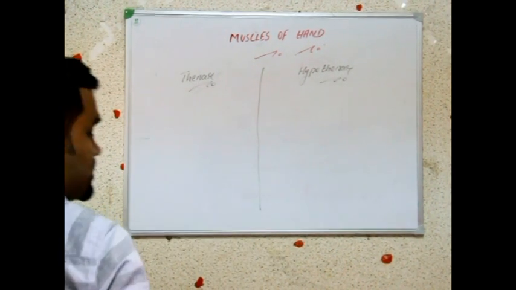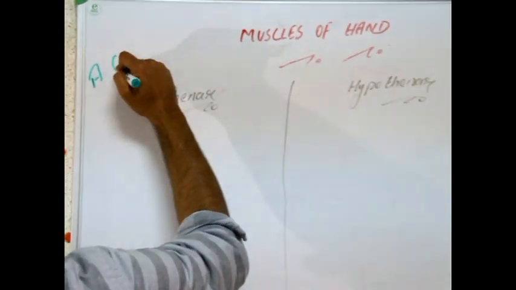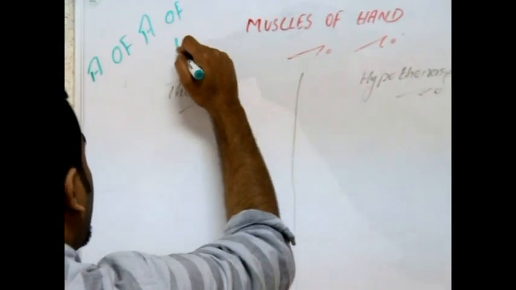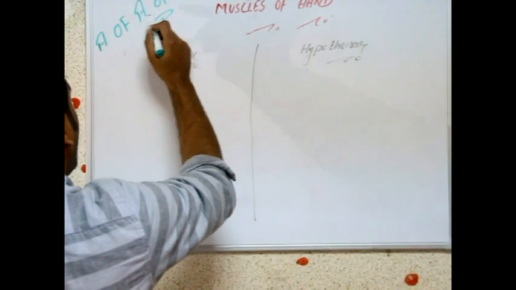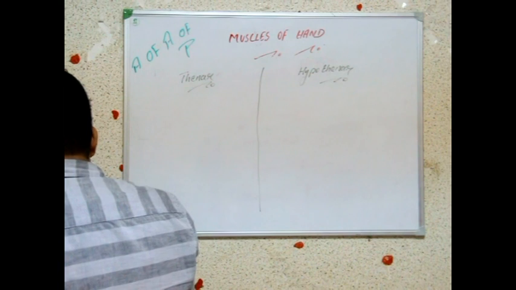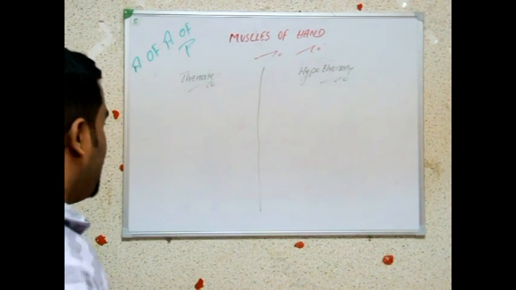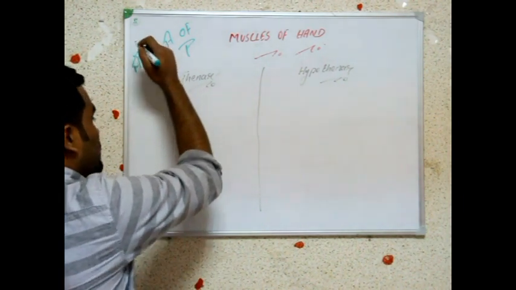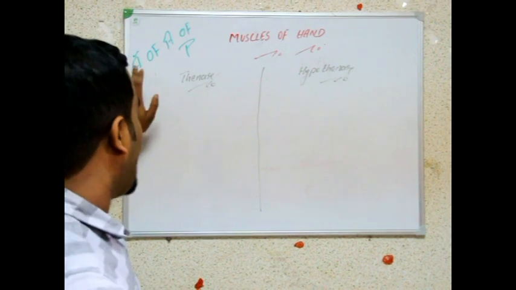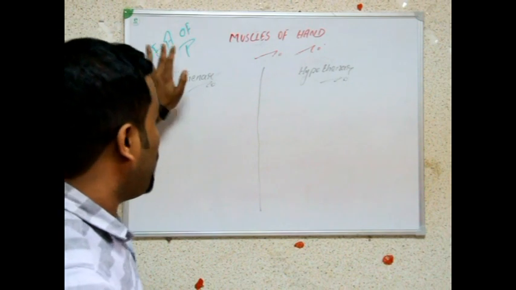So to remember these muscles, I have a mnemonic. A of P. Okay, A of P. See, A of P. So what is this A for? I remember like this. My full name is Ashiq P. Okay. I remember like Ashiq of P. Okay, you can use your own. This is my mnemonic. A of P.